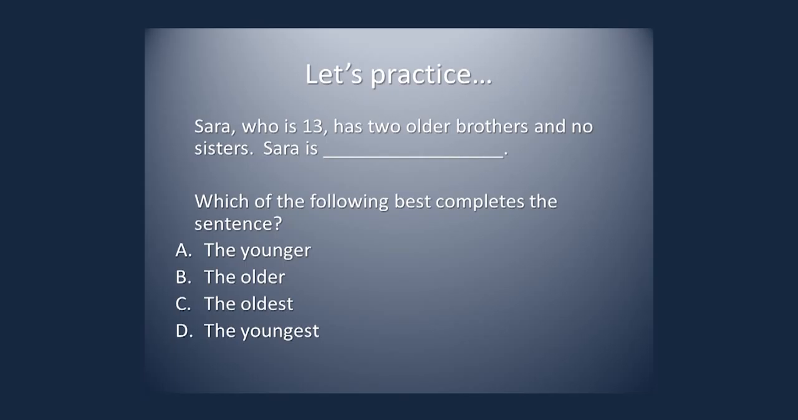In this question, Sarah is one part of the group being compared to the rest of the group, so the answer should be in superlative form. Answers A and B are in comparative form, so they can be eliminated. Since Sarah's two siblings are older than her, she is not the oldest, she is the youngest.